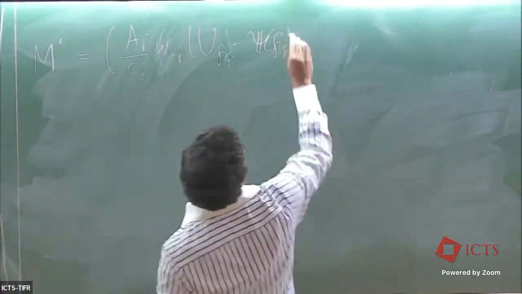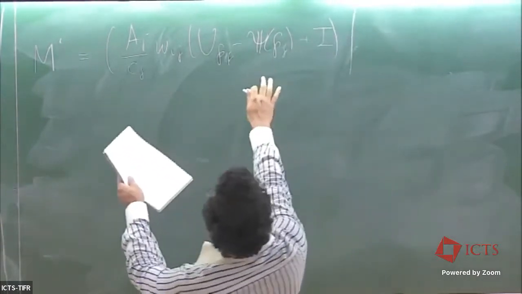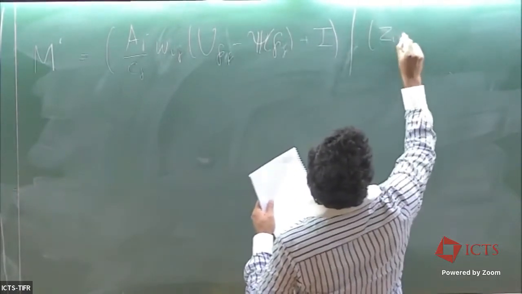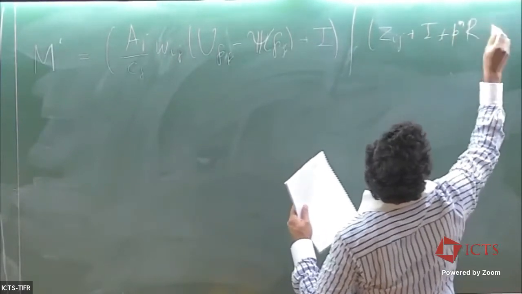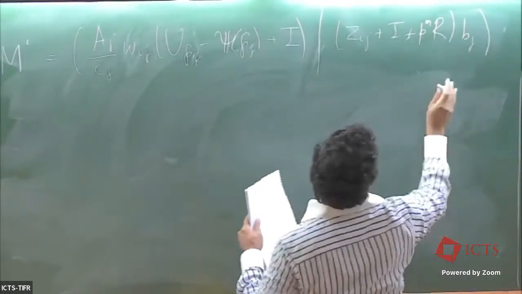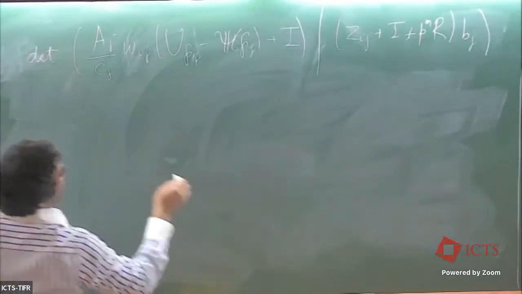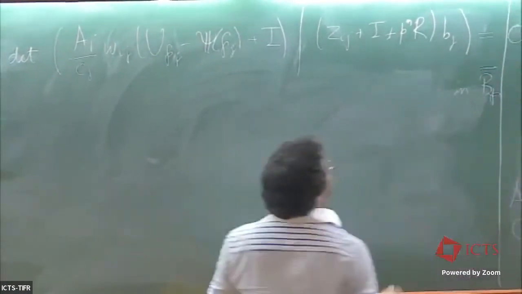What the hell did I do? Yeah, sorry, my notes say something else, but I think this is it. Okay, so this is the W part, and in the Z part, I again have Z_ij plus some element in I plus some element in p^m r times b_j, and this is the determinant of this thing. So the determinant of this thing is 0 in V_p bar.